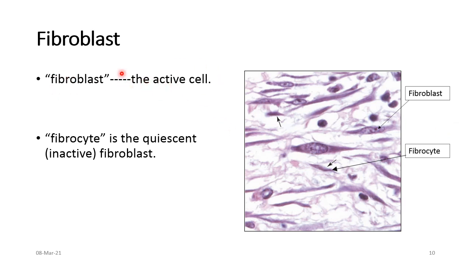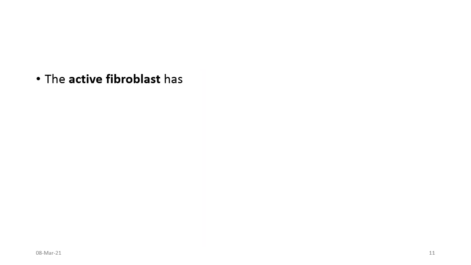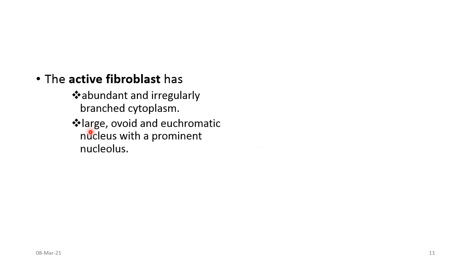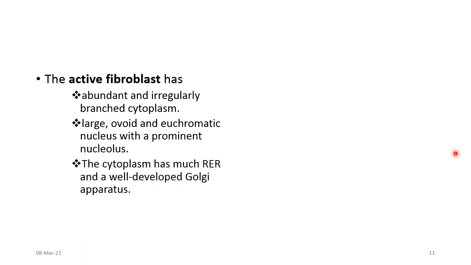And the fibroblast is the active cell. The active fibroblast has abundant, irregularly branched cytoplasm. It has a large, ovoid, euchromatic nucleus. The euchromatic nucleus تظهر pale الستين اللي stain. The euchromatic nucleus with a prominent nucleolus, and the cytoplasm of the active fibroblast has much rough endoplasmic reticulum and a well-developed Golgi apparatus.